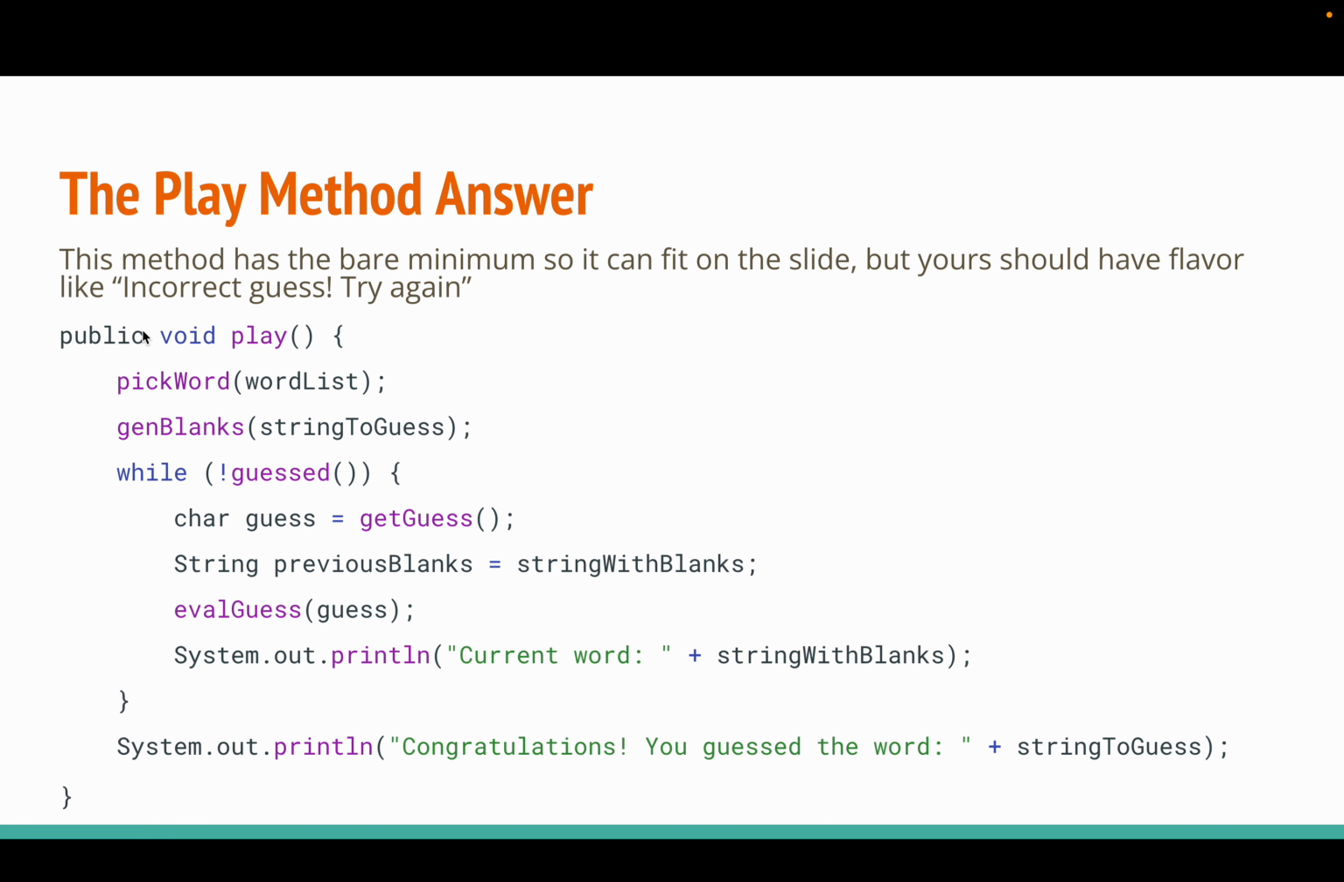All right, here's the answer. Public void play. So first we're going to pick a word from the word list. We're going to generate blanks given the stringToGuess. And while they haven't guessed, you're going to set char guess equal to getGuess. So you're going to get the user's input. You're going to say String previousBlanks equals stringWithBlanks. So that's updating the previous blank string. And then you're going to evaluate the user's guess. And then print out the current word, stringWithBlanks. Next, at the very end, this is saying while not guessed. So if you get outside of this while loop, they must have guessed the word. So then you can print out, "Congratulations, you guessed the word."